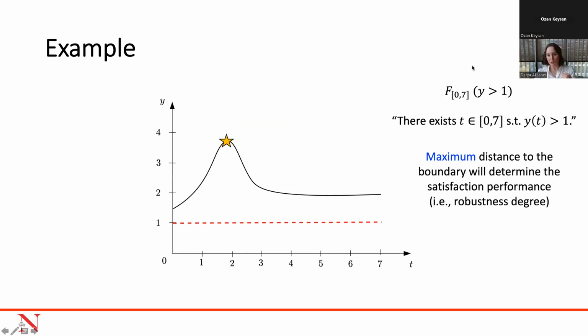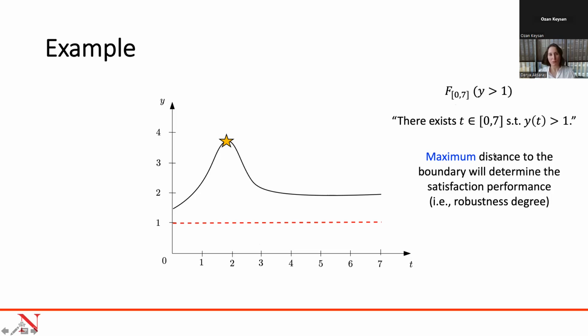Now, if I change the formula to eventually, this is a relaxed version. This time, I don't require that for all times between 0 to 7, y has to be greater than 1. It means that if I can find at least one point where y is greater than 1, that is enough for me. So in the case of this eventually formula, it would be the maximum distance. Because as you can imagine, if I perturb this trajectory by less than this amount, I would still be able to find at least one point that is above the threshold of 1.